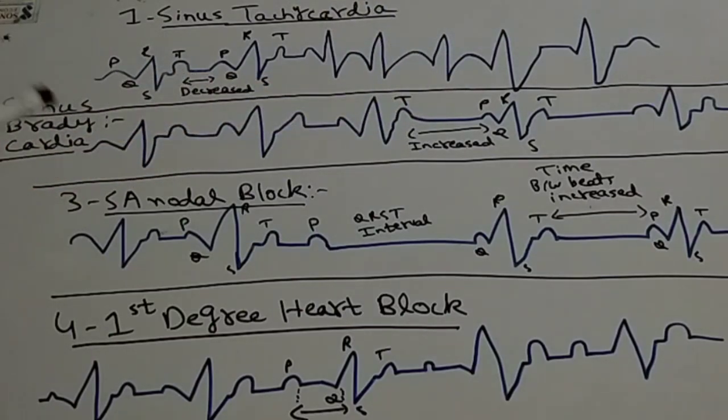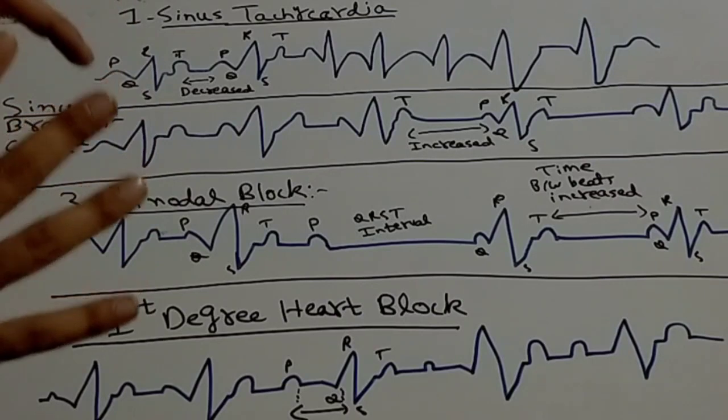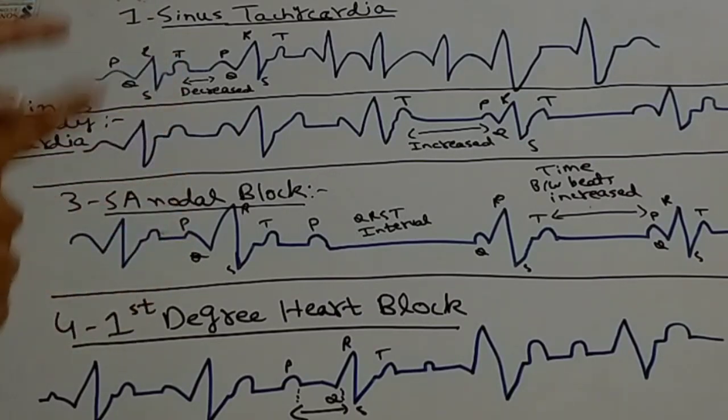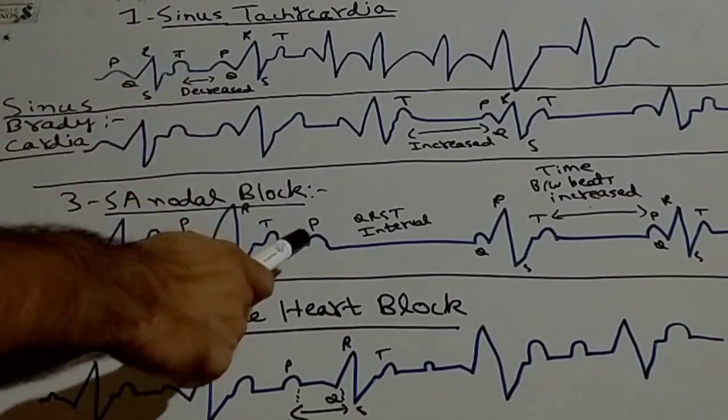Now talking about the SA nodal block. In SA nodal block we know that a block occurs between the SA node and the AV node. The impulses which are produced by the SA node cannot travel from the SA node towards the AV node. So what happens is that the impulses from the SA node are produced, followed by the atrial depolarization, and the P wave appears.